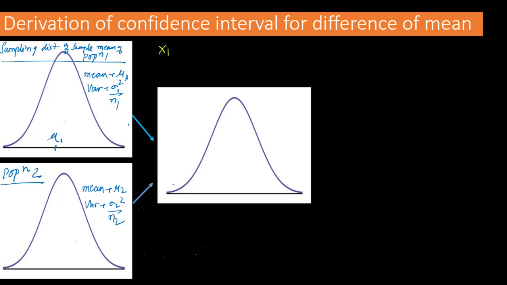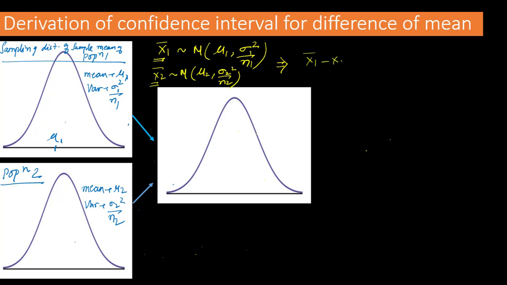So x1 bar is normally distributed with mean mu1 and variance sigma 1 square divided by n1, and x2 bar is also normally distributed with mean mu2 and variance sigma 2 square divided by n2. We have seen from the properties of normal distribution that if x1 bar is normally distributed and x2 bar is normally distributed, then x1 bar minus x2 bar would also be a normal distribution, with some mean, let's say mu, and variance, let's say sigma square.